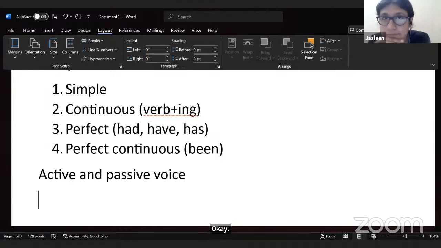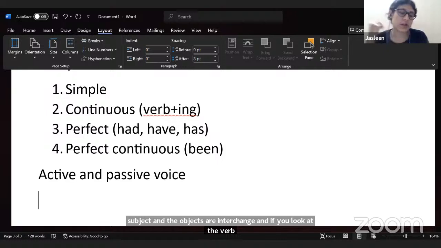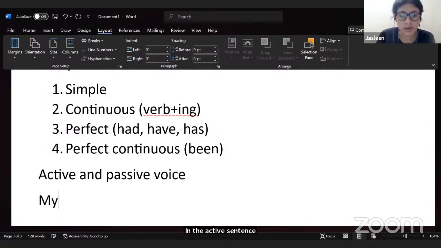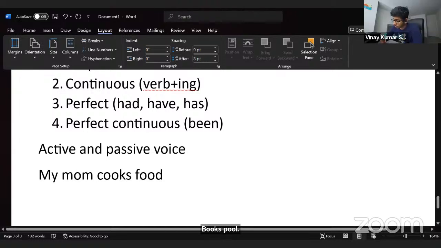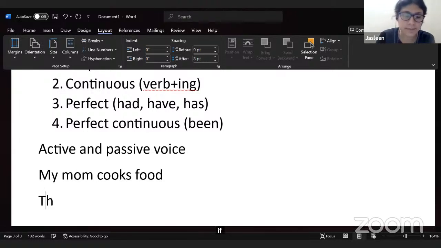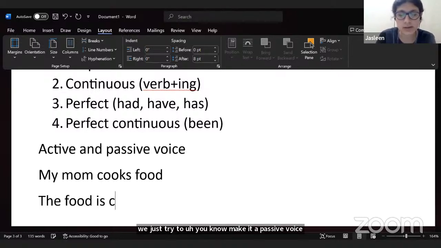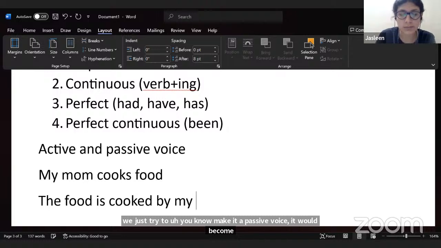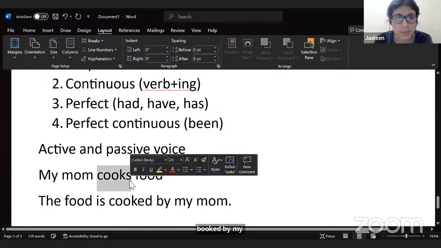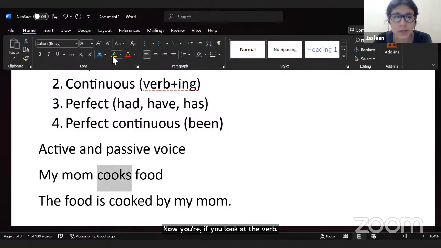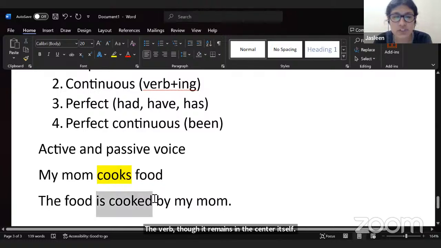Okay. They are interchanged. The subject and the object are interchanged. And if you look at the verb in the active sentence, I'll just write it down. My mom cooks food. ठीक है? And if we just try to make it a passive voice, it would become the food is cooked by my mom. Now here, if you look at the verb, though it remains in the center itself, you will be able to see a recognizable change.